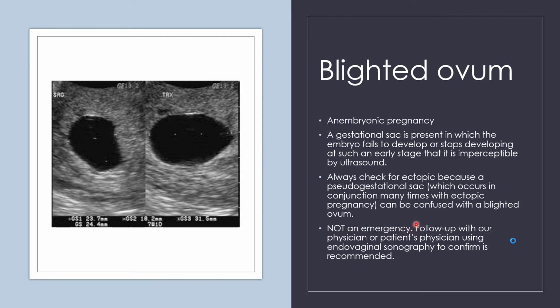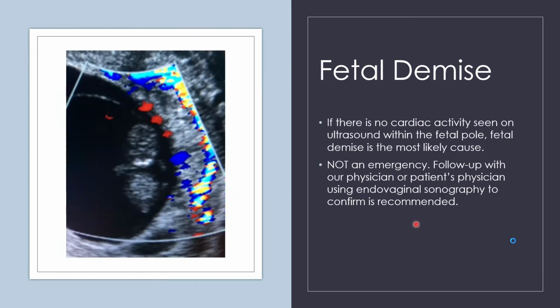You would always want to check for an ectopic pregnancy outside of the uterus, just to see if you see any sort of adnexal mass that looks suspicious. But other than that, this is just a follow-up with your medical director physician or the patient's physician, using an endovaginal ultrasound to confirm that, okay? So this is not something that we diagnose.